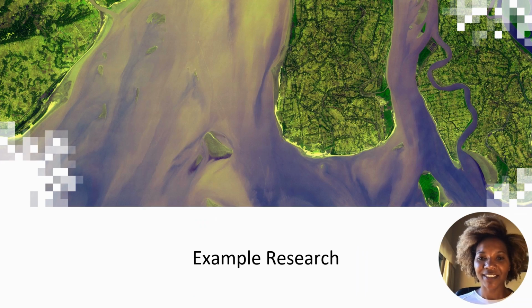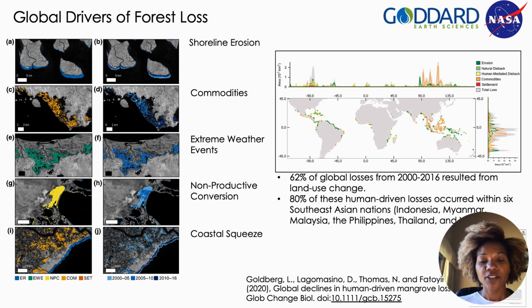So now I'm going to highlight some examples of the type of research that we've done in support of Sustainable Development Goals. One data set that we've produced that's been really useful is to understand and map what the global drivers of mangrove loss are. So what are the global causes that are leading to the deforestation or degradation of mangrove forests worldwide?